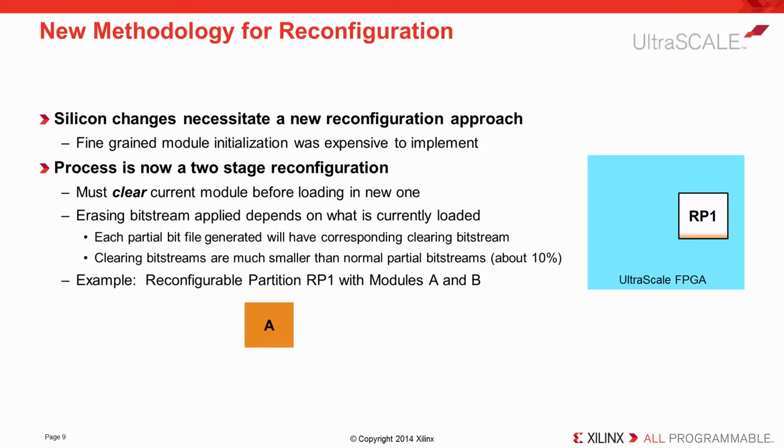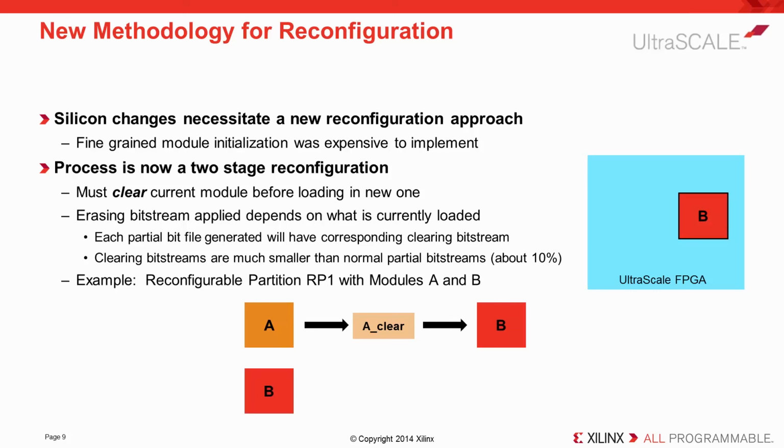To transition from Module A to Module B, a small clearing bitstream specific to Module A must first be loaded. Likewise, to transition from B to A, a different clearing bitstream, this time based on the current Module B, must be loaded. These clearing bitstreams are automatically created and are about 10% of the size of the partial bitstream they are paired with before compression. The PRC IP will help manage these clearing stages.